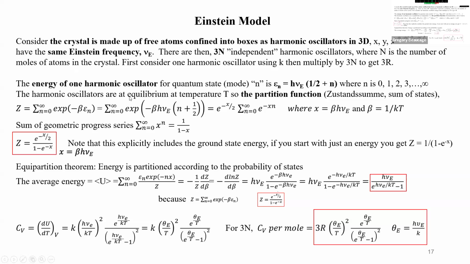Right. So anyway, the energy of one harmonic oscillator is h nu, the ground state, plus h nu times n, with n running over the integers from zero to infinity. So Einstein, I guess, invented this partition function, which is called the Zustandssumme, meaning the sum of all the Boltzmann probabilities. Each energy divided by kT, exponentiated, gives you a Boltzmann probability of that state.